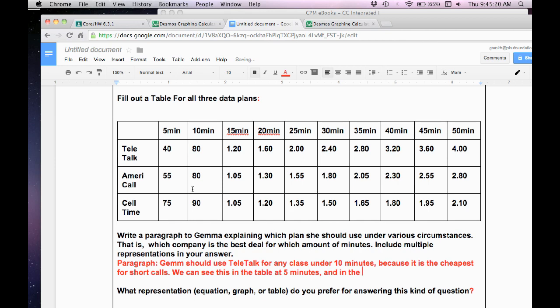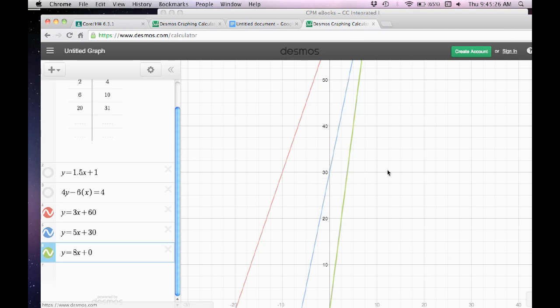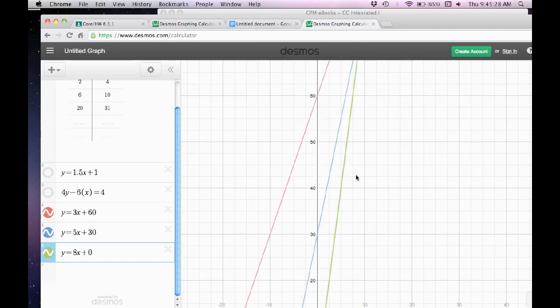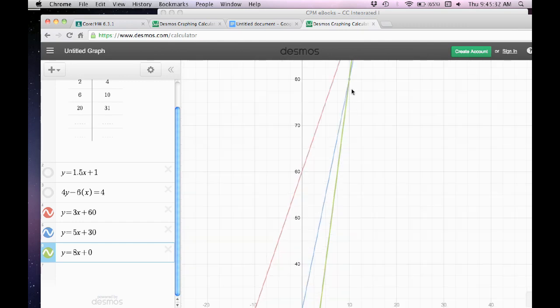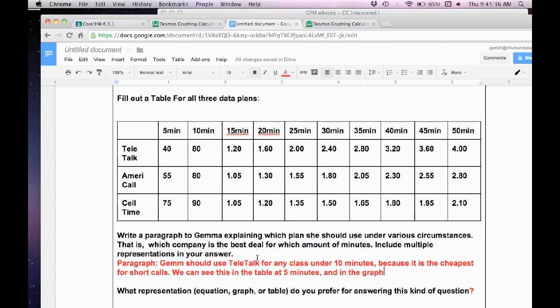And in the graph, let's take a look at the graph. Teletalk is clearly the green one, and we can see that at the beginning the green is the lowest until we get up to right here, which is 10 minutes. And in the graph, at all times up to 10 minutes.